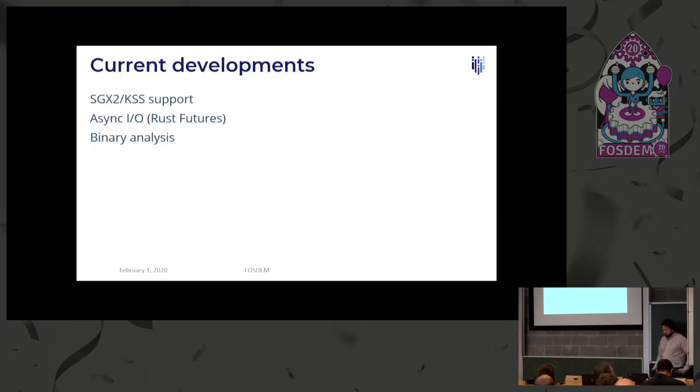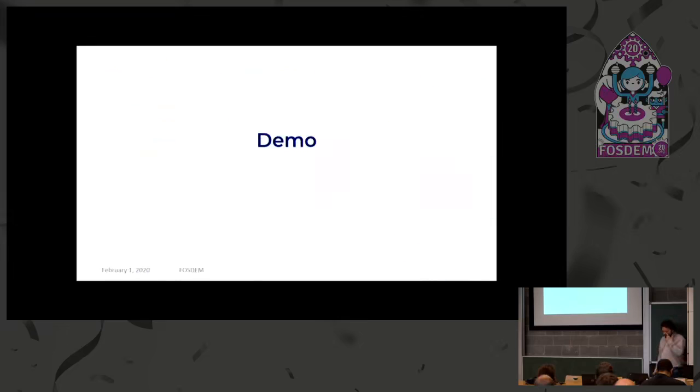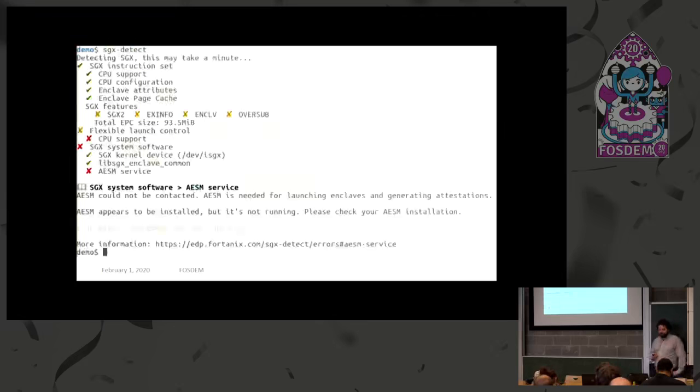Okay, so let's move to a quick demo. One of the tools that is available is just checking if your system is configured correctly to run SGX. It's called the SGX Detect Tool, and it will check everything. Do I have it enabled in the BIOS? Do I have the right system software installed? Do I have the driver? All that stuff.